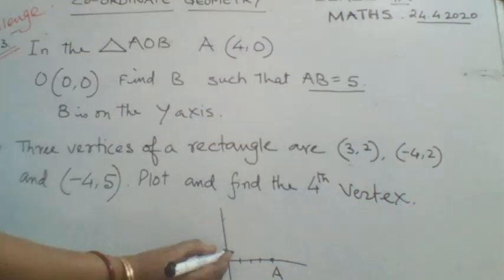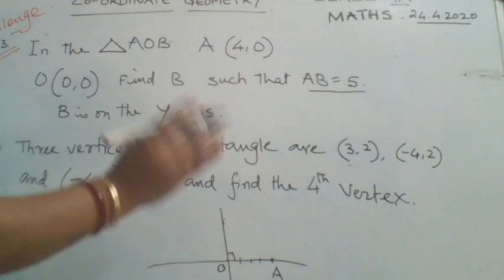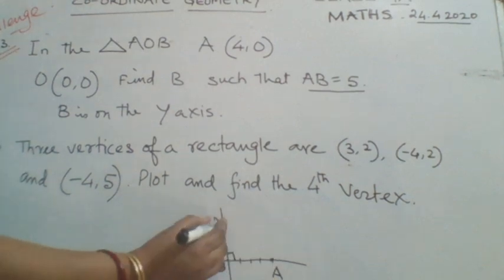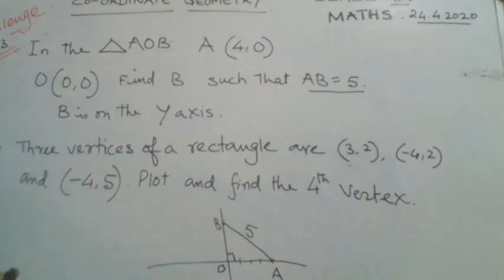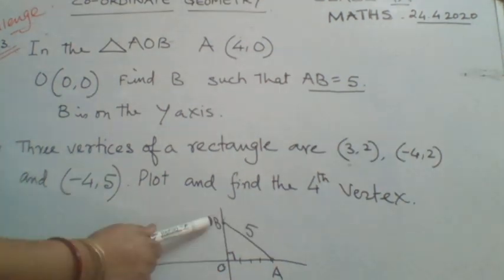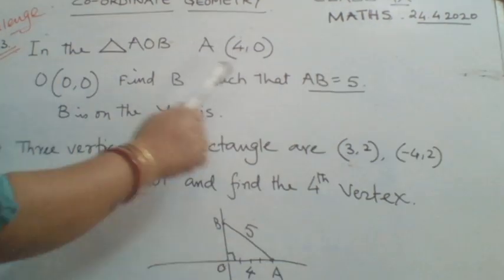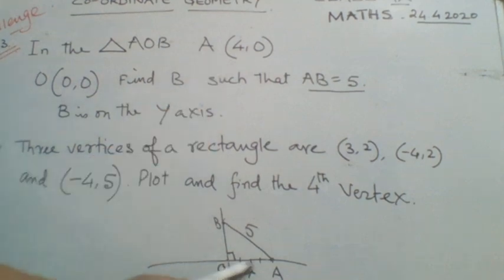And B point is on the y-axis. Where exactly, I don't know, but say it is somewhere on the y-axis, and if I join A and B, this is your 5, AB is equal to 5, and this is your 4. This is 0 and this is 4 comma 0. So what is the distance between this origin and A? That is 4.